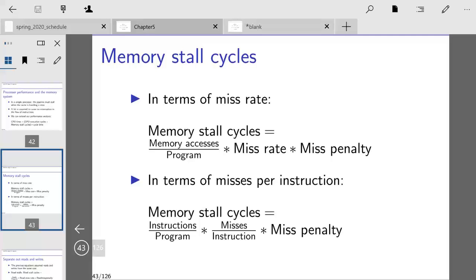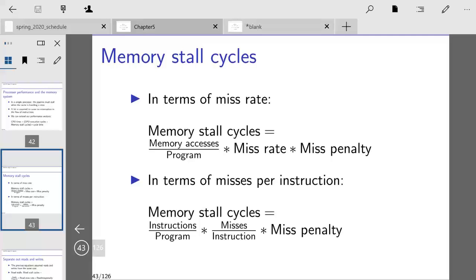In terms of the miss rate, remember the miss rate is the percentage of accesses to our cache that actually miss. So the percentage of all of the accesses that are misses, that's our miss rate. So miss rate is basically number of misses divided by number of total accesses.